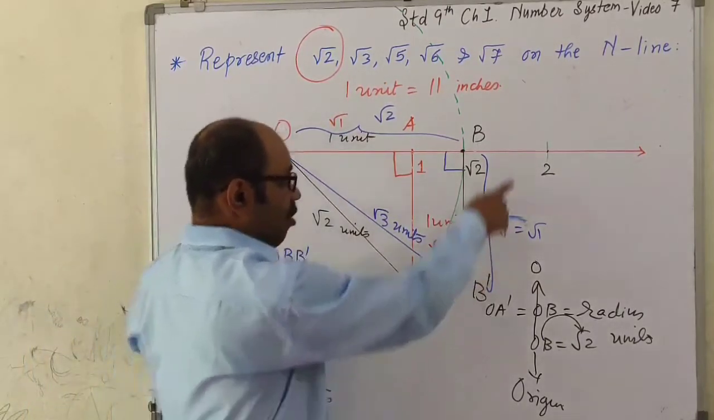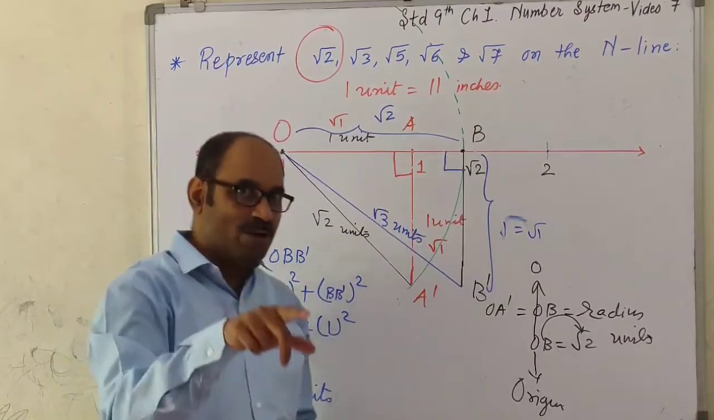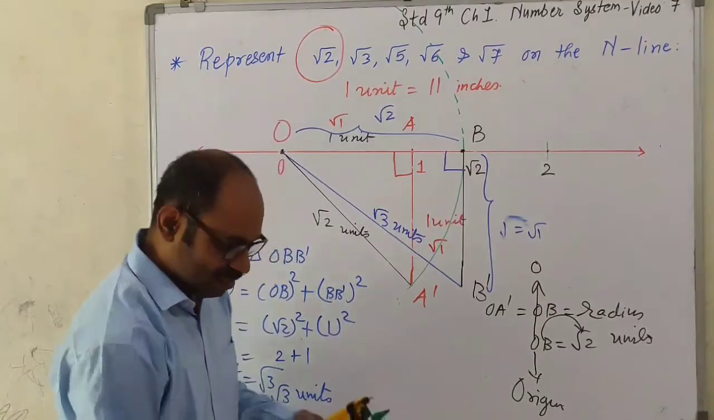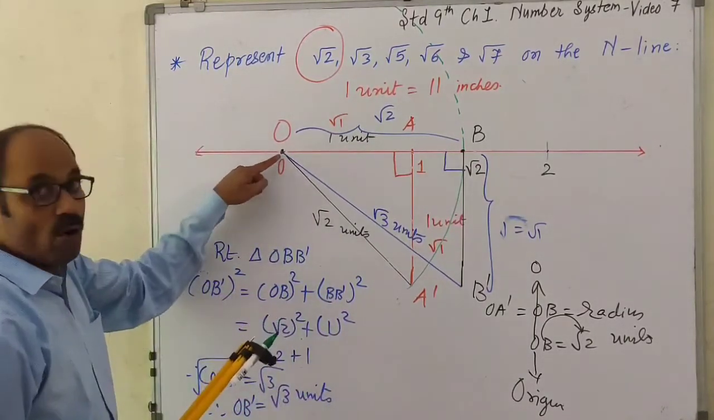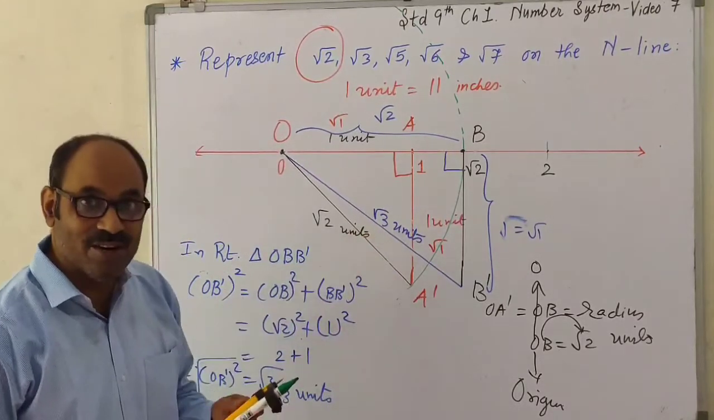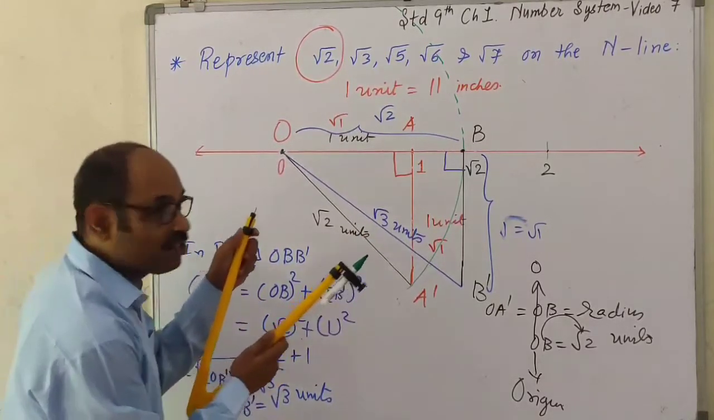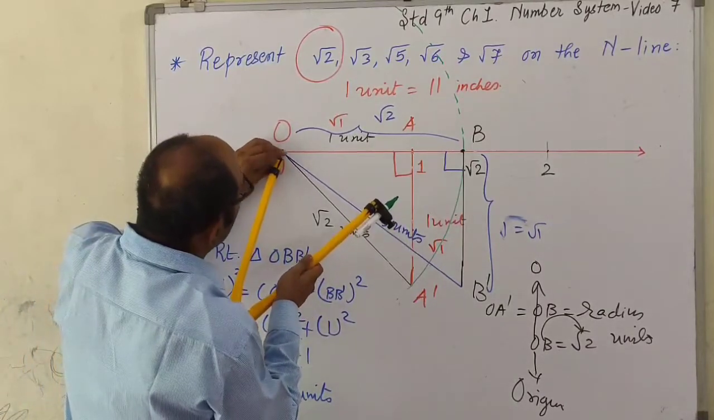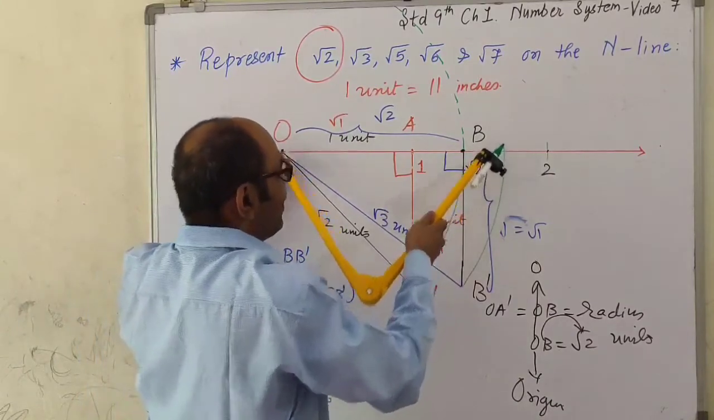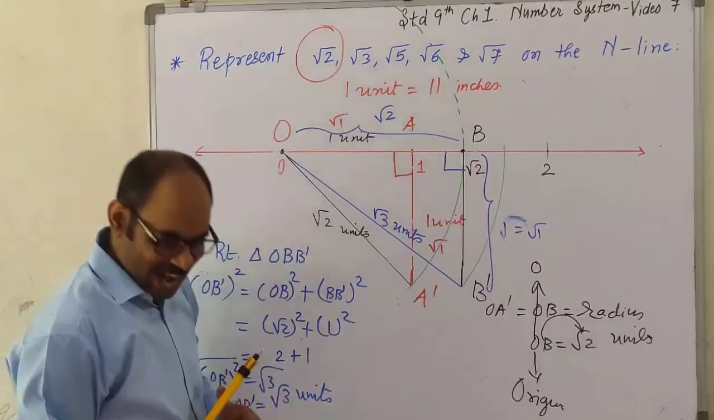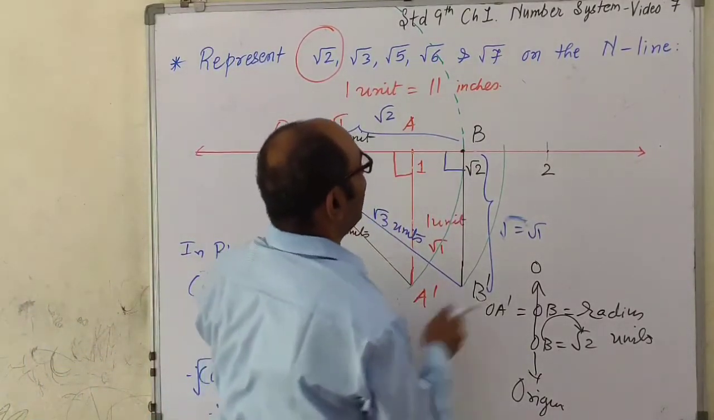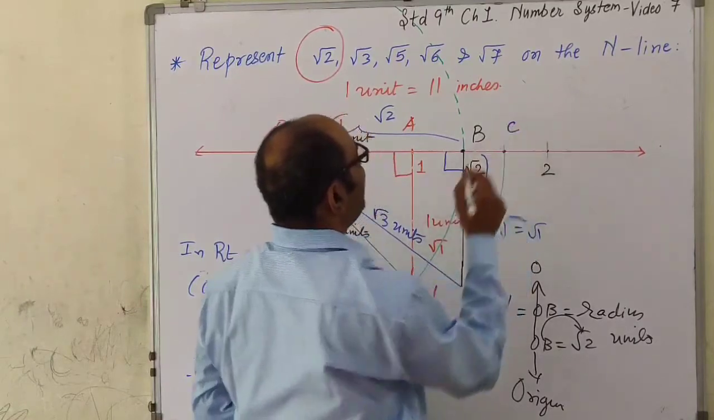Now you want this length on the line. So which process will we do now? Projection. Very good. For projection, I will take O as center and radius OB dash, which is root 3 units. Center is O and radius is OB dash. I'm not going to draw further. See the point where it intersects. I'm going to call this new point C.